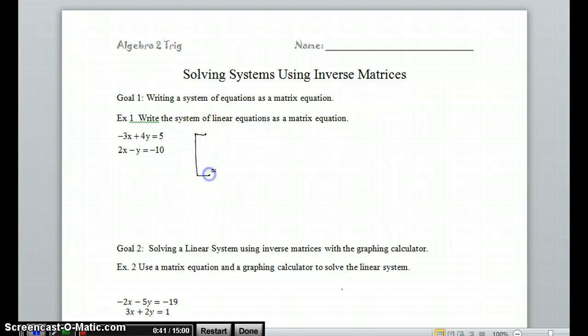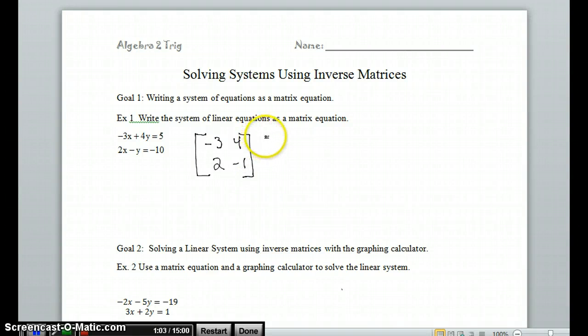Well, first we need a matrix. All I write in this first matrix are all my coefficients right here. Starting with this one, I'll write it in this spot: -3, then 2, then 4, and -1. Now notice I put brackets on here, so that's a matrix.